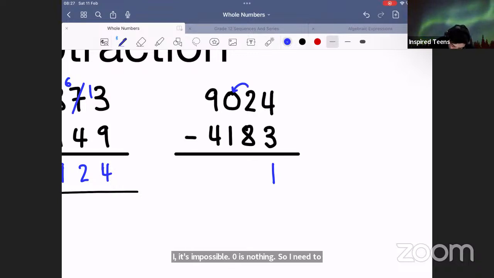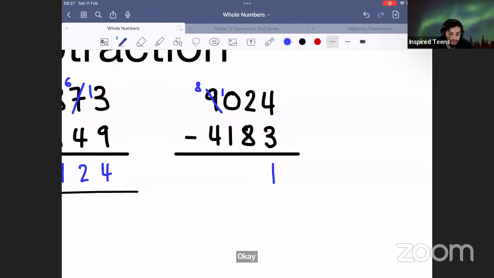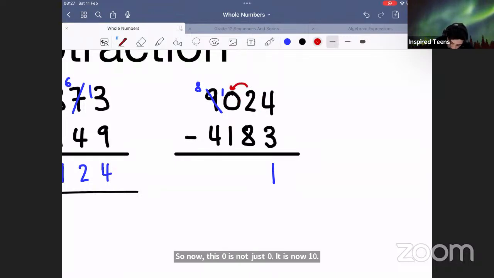So I need to borrow from this guy, but he's a 0. So then what I do is I borrow from the 9. I make the 9 an 8, okay? And steal that tens and put it for that number. So now the 0 is not just 0, it is now 10. Then again, remember, I need to borrow for those 2 still. Now I can borrow from him because he's no longer a 0, he is a 10. So I borrow the 10 from the 10 and it makes it 9.